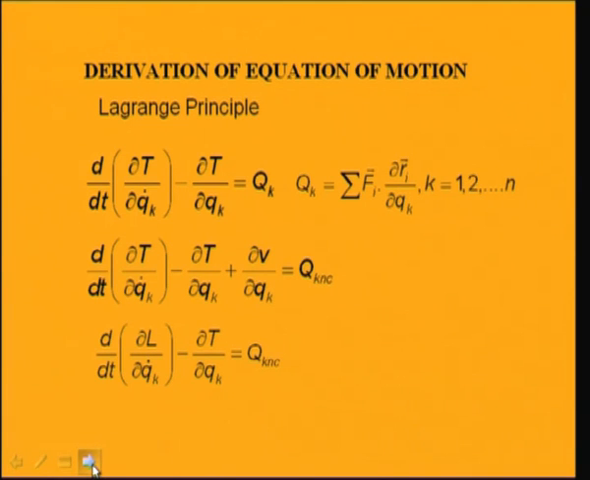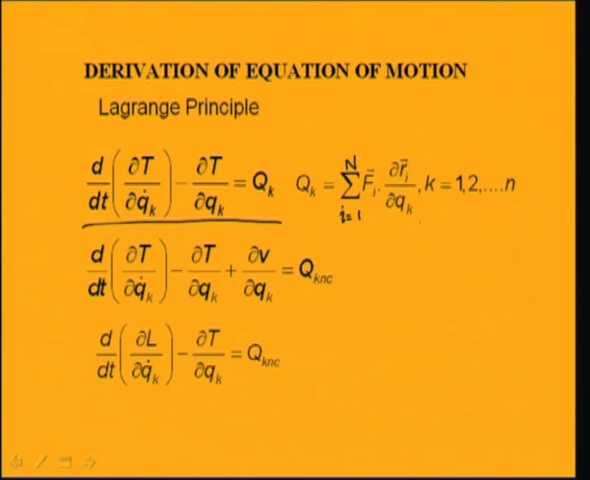In the Lagrange principle, you find the kinetic energy of the system and the potential energy of the system, and you use this formula: d by dt of del T by del qk dot minus del T by del qk equal to capital Qk. This capital Qk is the generalized force, where the sum runs over i equal to 1 to n. If your system contains n particles, then i runs from 1 to n.